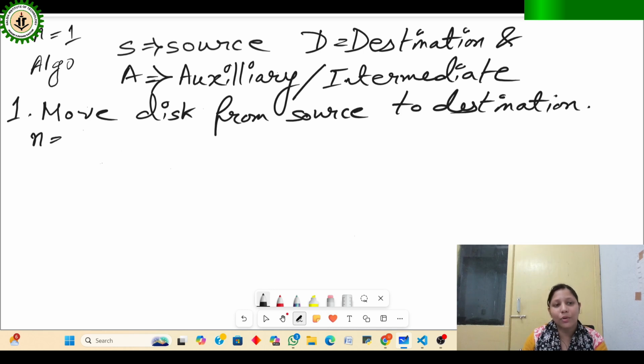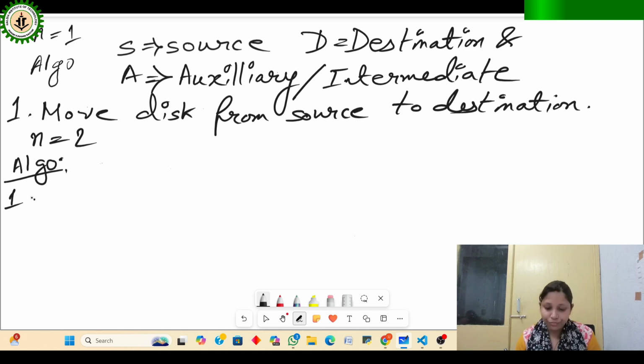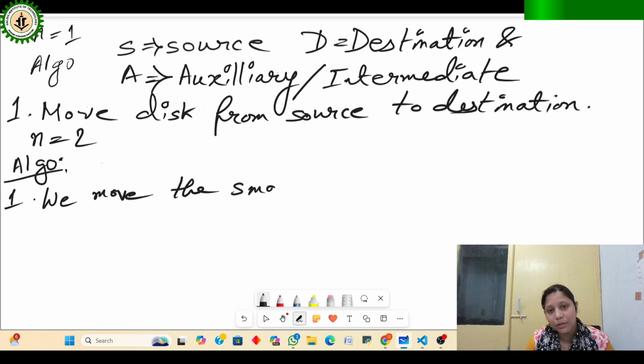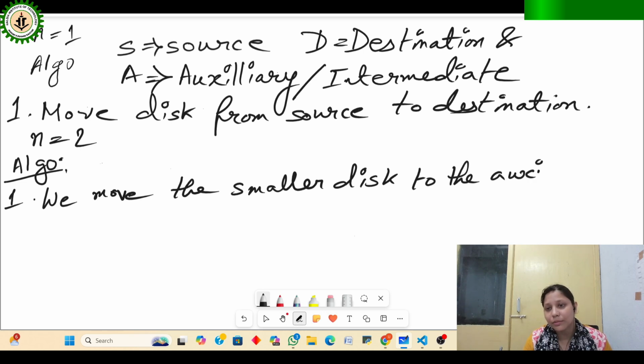Suppose now n equal to 2. 2 disks, what could be the algorithm? Number 1 will be, we move the smaller disk to the auxiliary from source.